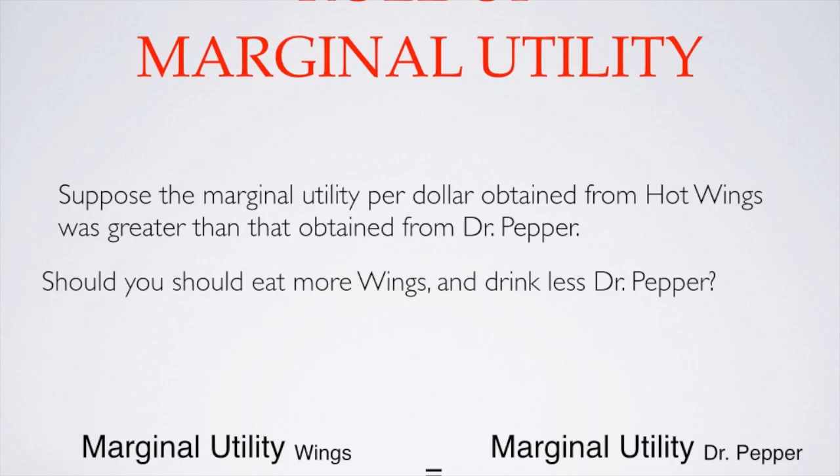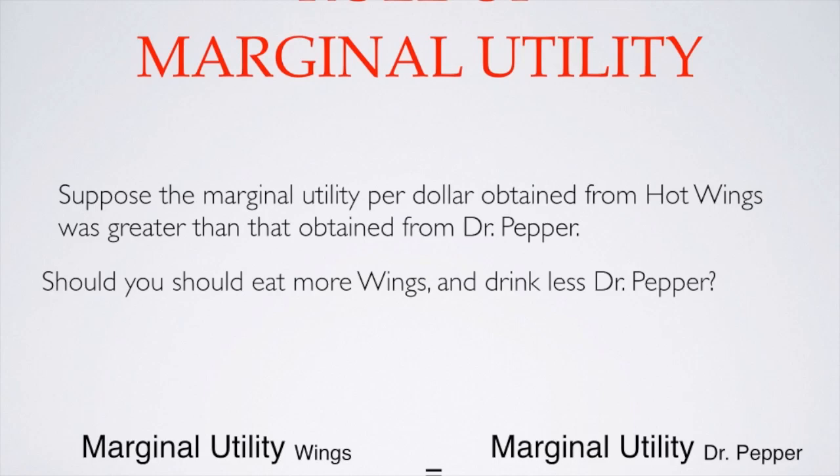Suppose the marginal utility per dollar obtained from hot wings was greater than that obtained from Dr Pepper. Should you eat more wings and drink less Dr Pepper? The way we look at this is to apply the rule of equal marginal utility per dollar spent, which states that consumers should seek to equalize their bang for the buck.